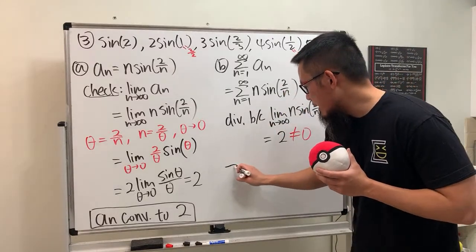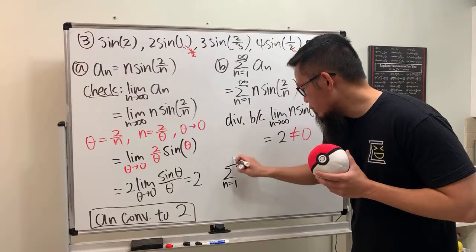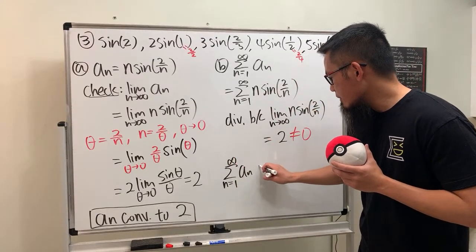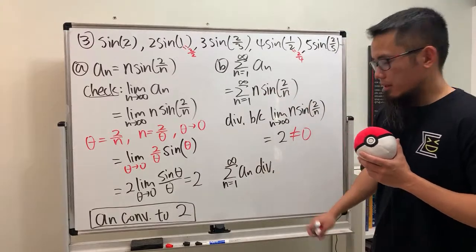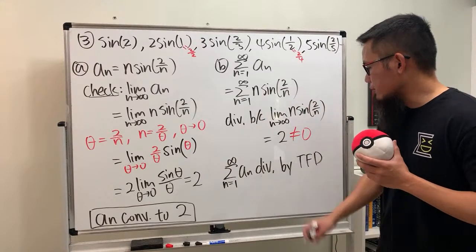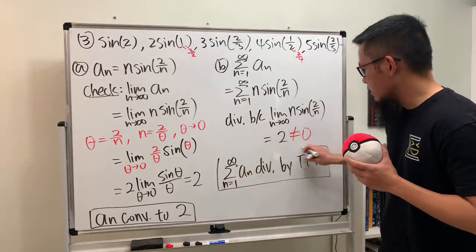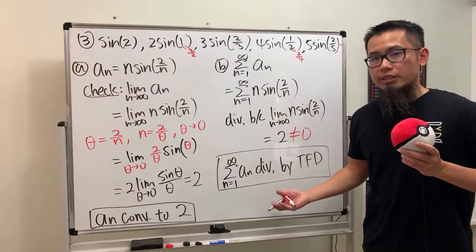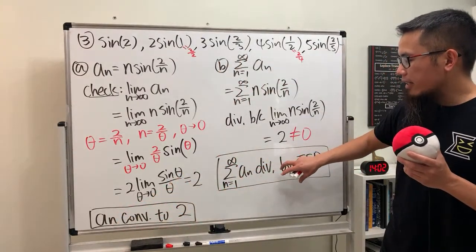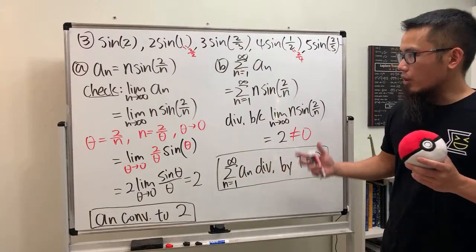And the conclusion is that the series as n goes from 1 to infinity of an, in this case, this right here, diverges. And give a reason by test for divergence. Right? So that's how you can present your answer. And again, you can see the connection between an versus the series of an. Right? So hopefully everything's clear.